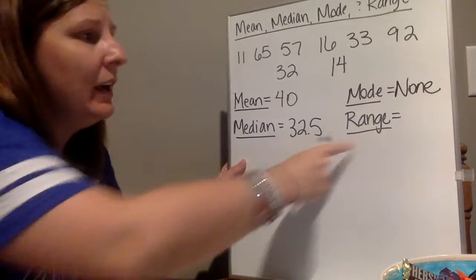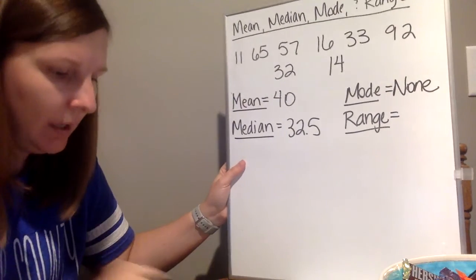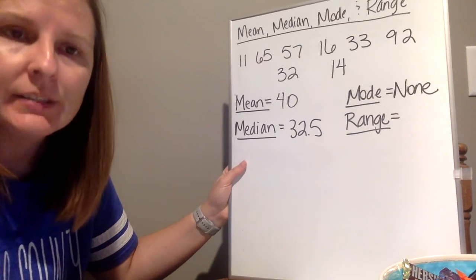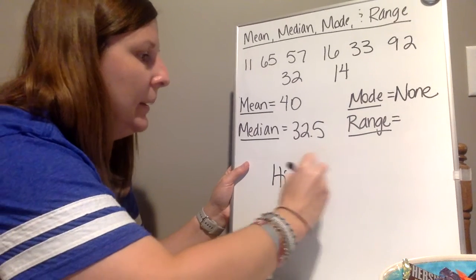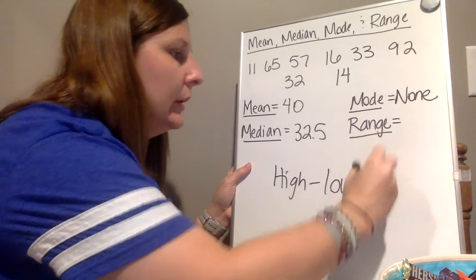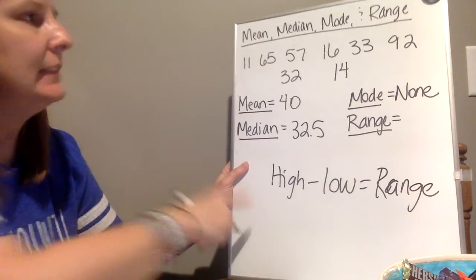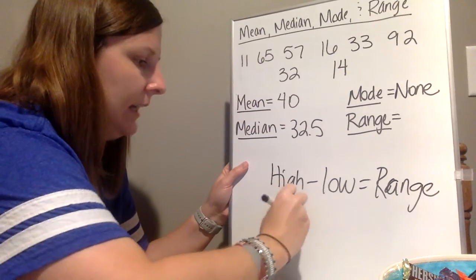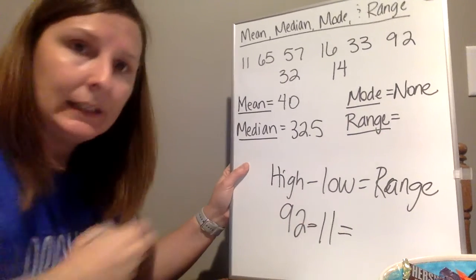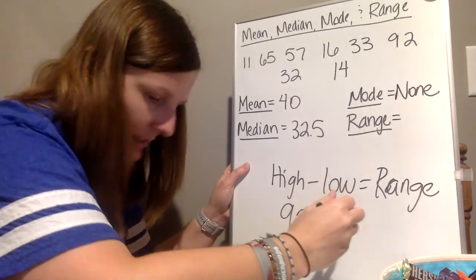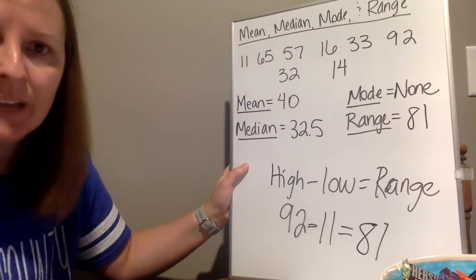Last but not least is our range. Range is where you take your highest number and subtract your lowest number. So you'll take your high minus your low to get your range. In this case, our high number is 92. Our low number is 11. 92 minus 11 is 81. So our range for this one is 81.